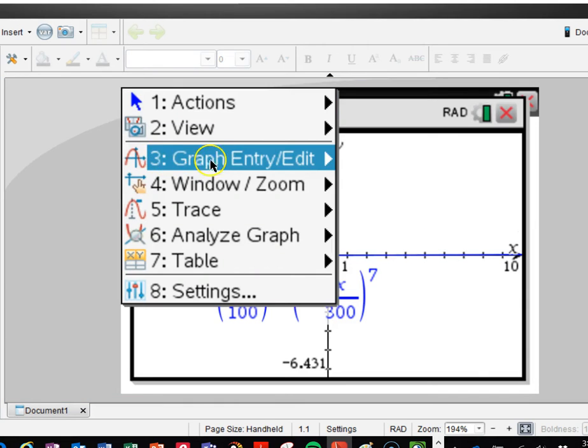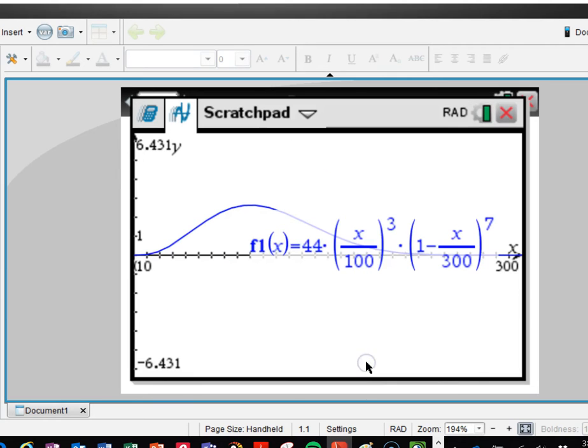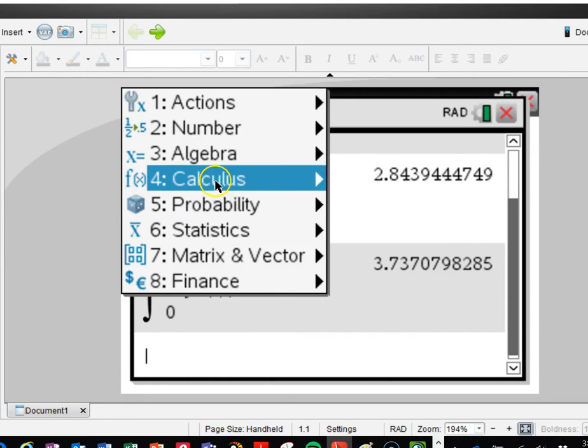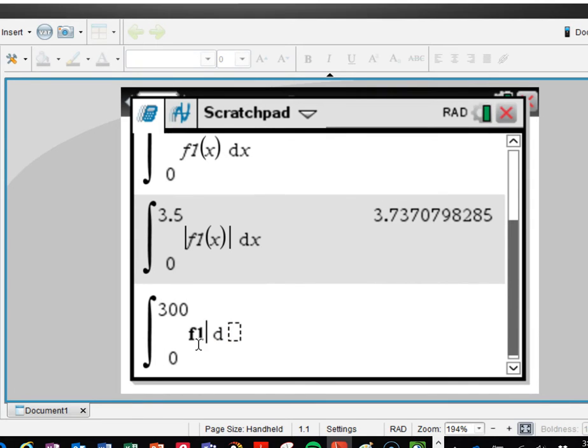So I'm going to go over to menu. I'm going to change my window. My window settings, I'm going to start with an x-min of 0 and an x-max of 300. I'm going to leave the y-min and the y-max alone right now. And this is what my function looks like. This is the rate function for how fast people enter the line to be on the escalator from 0 to 300. Great. I'm going to go on over to my calculate screen like I've done before. And I'm going to do menu, calculus, numerical integral. We integrate from 0 to 300. The function is f1 of x.